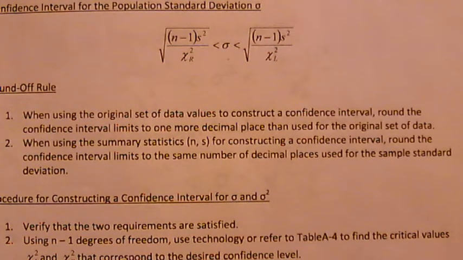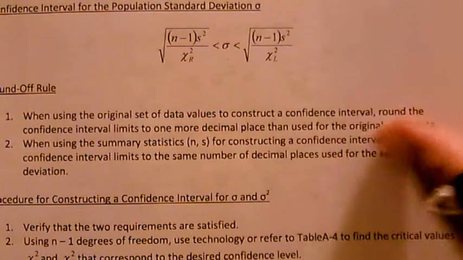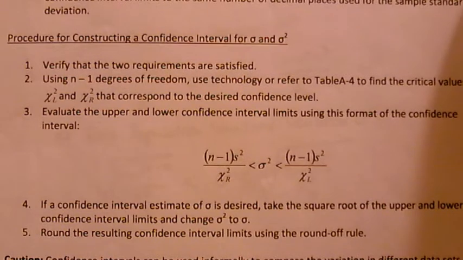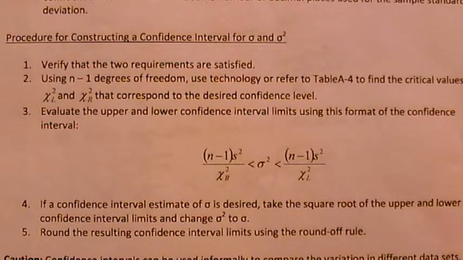But most likely we'll be using summary statistics, your sample size and the sample standard deviation, n and s. In that case, you'll round your confidence interval limits to the same number of decimal places used for the sample standard deviation. So if the sample standard deviation is to one decimal place, then you'll round those limits to one decimal place.